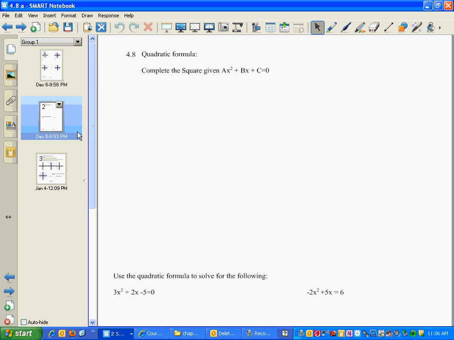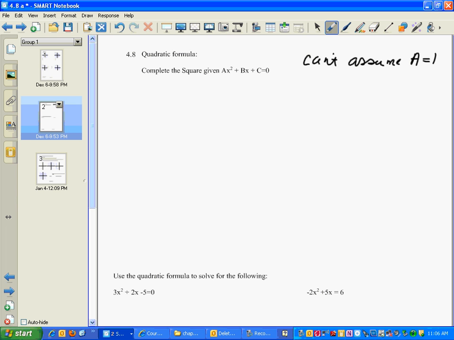Moving forward. All right, we're going to complete the square. This is a general polynomial. You have to know how to do this, okay? And you'll see why in a minute. We cannot assume that a equals 1. We have to assume that a doesn't equal 1.